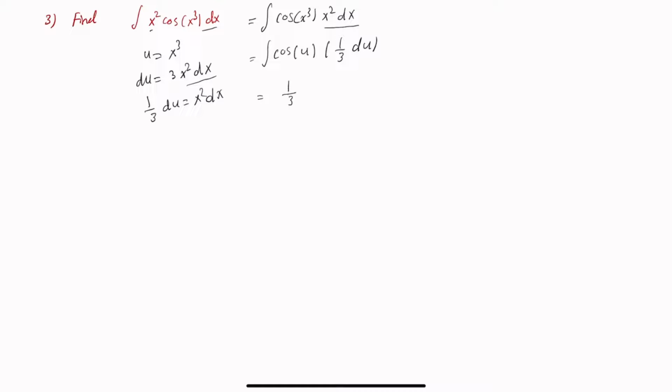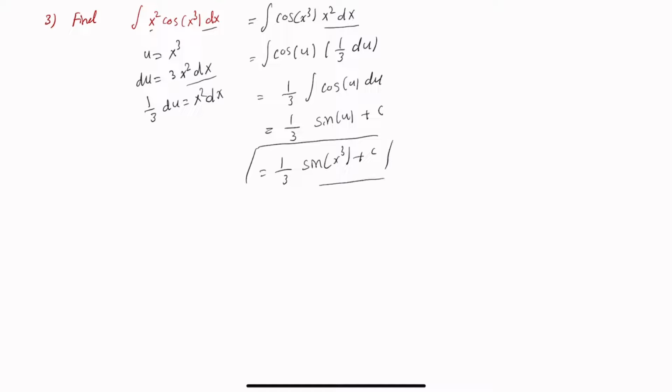Now I'm going to pull the constant out of the integral, and we have the integral of cosine of u du, and we already know what's the integral of cosine. So that's going to be 1/3 and then sine of u plus c. Now we're going to back substitute the function of u, which is x cubed. So that's going to be equal to 1/3 of sine of x cubed plus c, and that is our antiderivative.